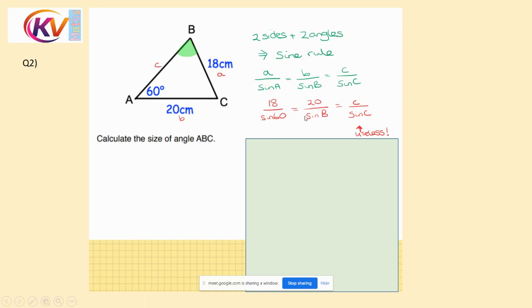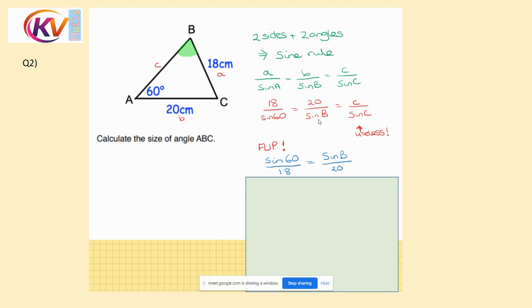So we don't want to sit there and do an awful lot of rearranging to try and get this bit on the top. So what we want to do is just flip the entire equation upside down. So we get sine 60 over 18 equals sine B over 20. So remember, you can always do that to try and work out an angle, or you can go straight in with the flipped formula in the first place, totally optional, which you prefer.